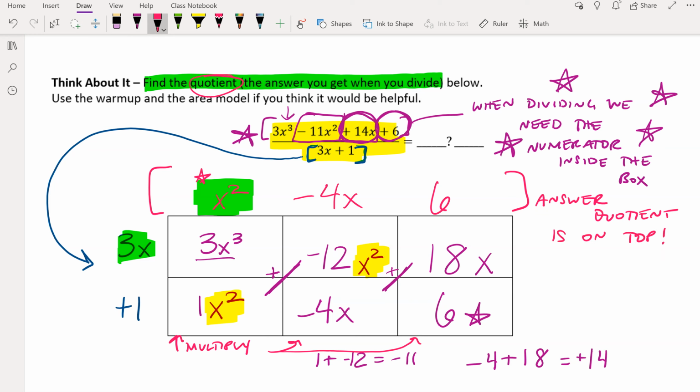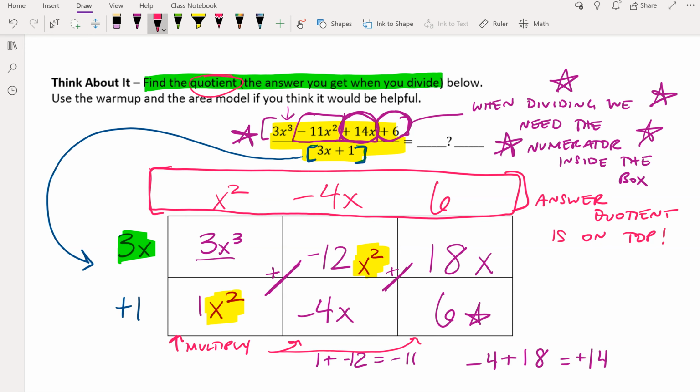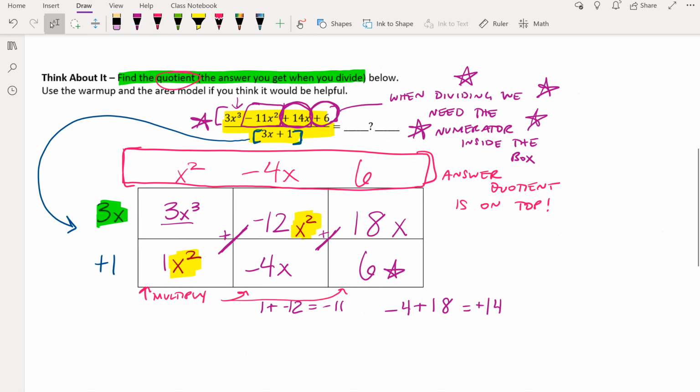The answer to your division is on top. So right here, this is the answer to our division. So eventually we'll say this quotient equals x squared minus 4x plus 6. Okay, cool. I'm going to do one more example and then y'all are going to practice.